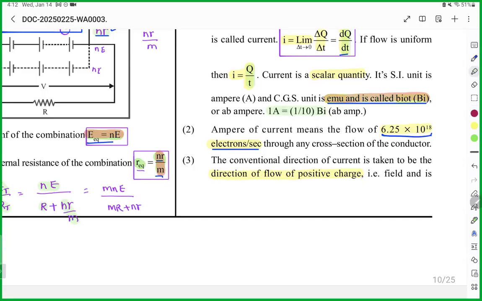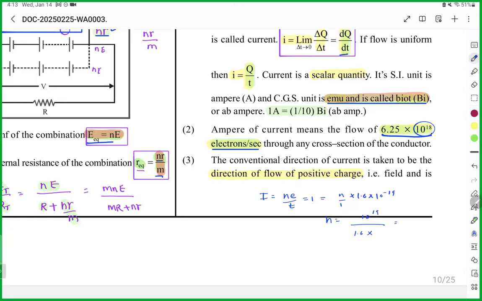1 ampere current means this number of electrons flow in 1 second. Why? Because you know I = ne/t. If we are saying it is n in 1 second, we want to calculate n. The e value we already know, 1.6 × 10^-19. So if it goes to the other side, 1 by 1.6 × 10^-19 becomes 10^19. You can calculate the value. It will be 6.25 × 10^18. This is the number of electrons that will flow in 1 second. It means that will be 1 ampere current.